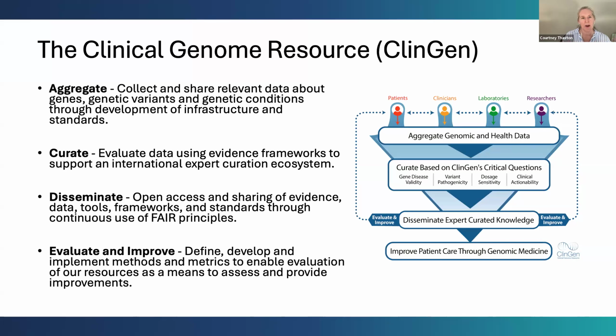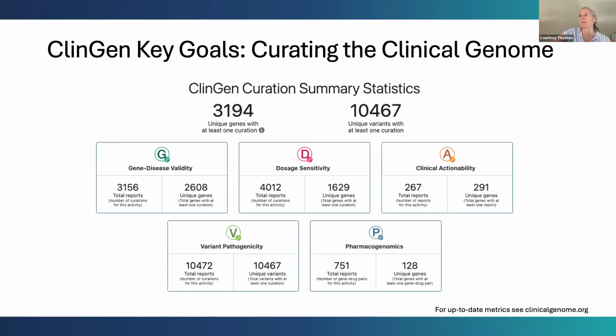And we also try to have our standards through continuous use of the FAIR principles, or findable, accessible, interoperable, and reusable. And the effort of all of it is we want to continue to evaluate and improve our standards, our interfaces, and our frameworks, right? We need to define, develop, and implement these methods and metrics and enable the evaluation, and also to assess and provide improvements. We know that data is changing all the time, evidence, sequencing technologies, and we need to be able to adapt to those with our frameworks.